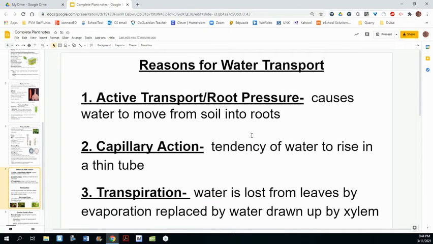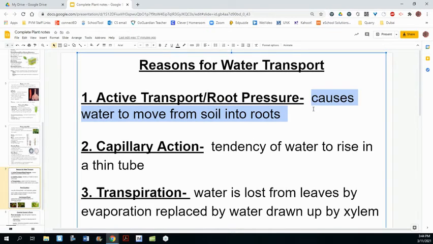All right, let's talk about water transport. Active transport and root pressure can cause water to move from the soil into the roots. Active transport requires ATP, so it's going to be adding energy. Active transport requires ATP to pump it in. Root pressure, however, is also important, and root pressure has to do with, it's almost like hydraulic pressure.